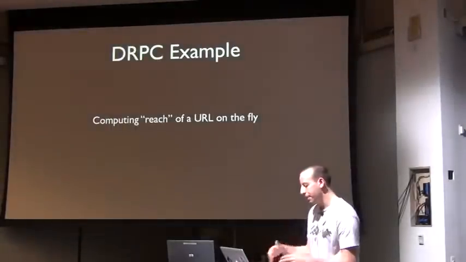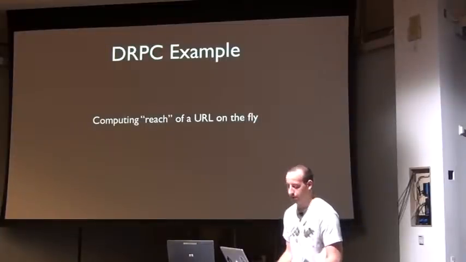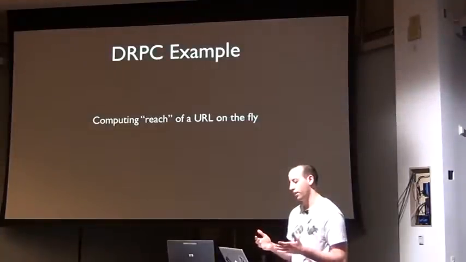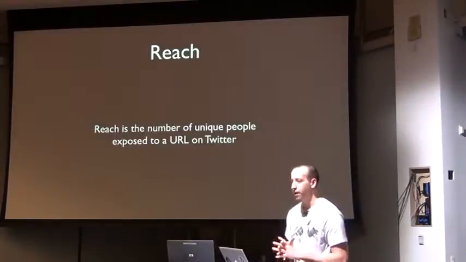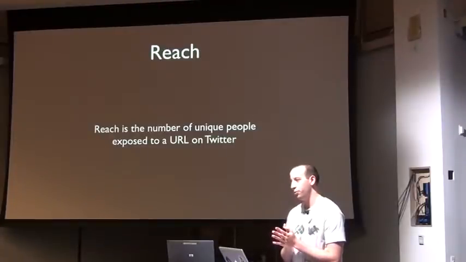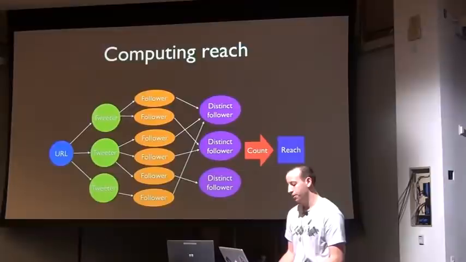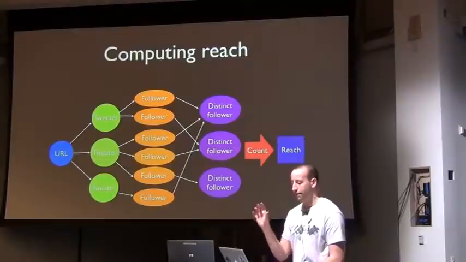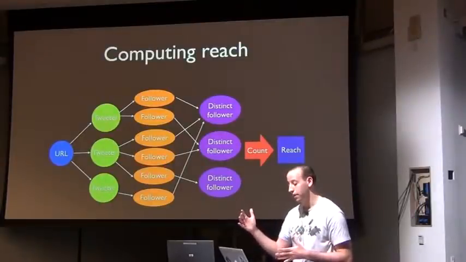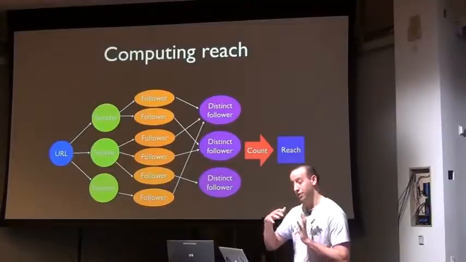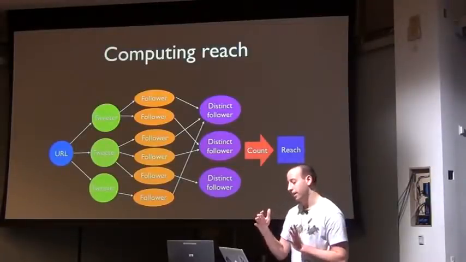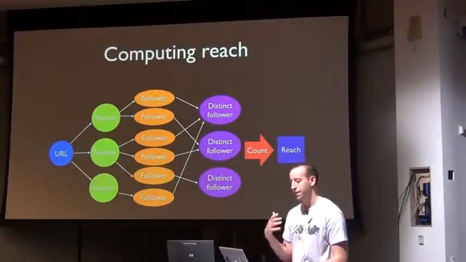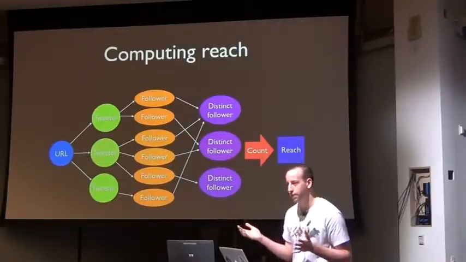So let me give an example of what you might use DRPC for. This example is computing the reach of a URL on Twitter on the fly. The reach of a URL is the number of unique people exposed to a URL on Twitter. To compute reach, you have to take the URL, then you have to get all the people who ever tweeted that URL. Then for each of those people, you have to get all of their followers, and then you have to take that potentially huge set of followers and distinct it, and then count the distinct set to get your reach. So for something like a TechCrunch URL, this can involve thousands of database calls and tens of millions of follower records.